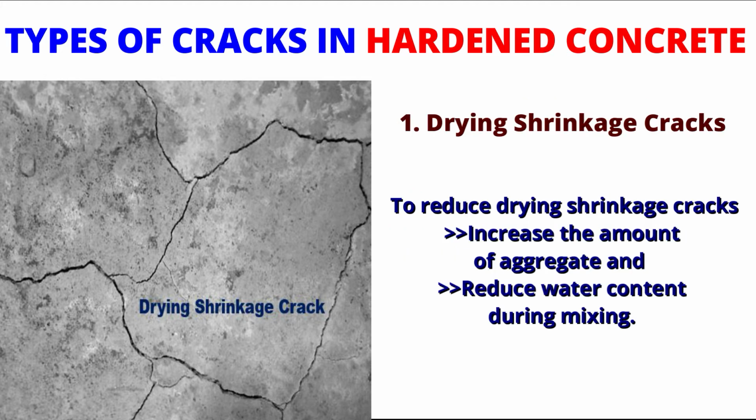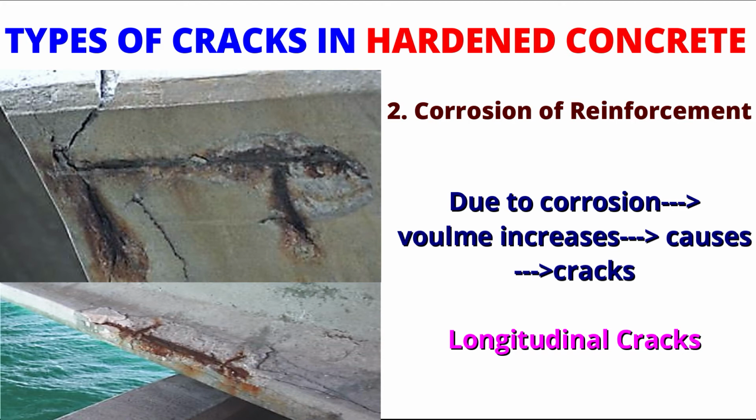The higher the water content, the greater the amount of drying shrinkage. Drying shrinkage can be reduced by increasing the amount of aggregates and reducing the water content during mixing of the concrete. Next type of crack is cracks due to corrosion of reinforcement.